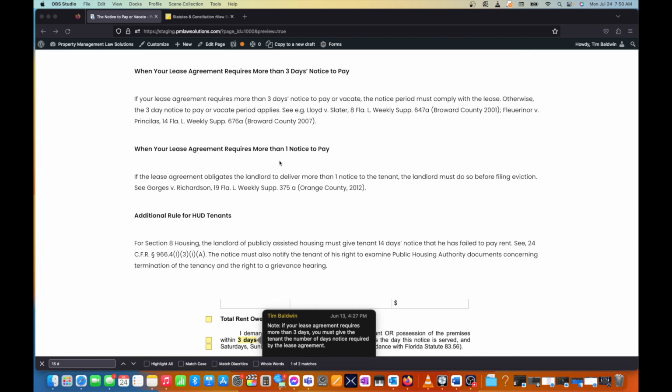Another issue to keep in mind is if we inherit a lease from another property management company or landlord, and that lease requires more than 3 days notice to pay or vacate, then we have to comply with the lease agreement. In other words, it's a minimum of 3 days, but it could be more if the lease agreement requires that. So if we have another lease agreement in place that's not ours, we need to ensure whether it requires more than 3 days notice. But our lease agreement simply follows the statutory requirement.